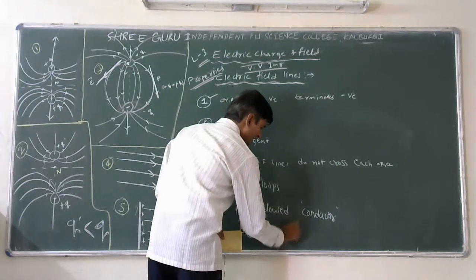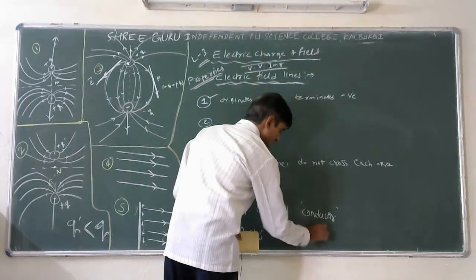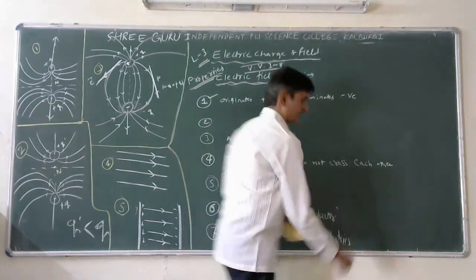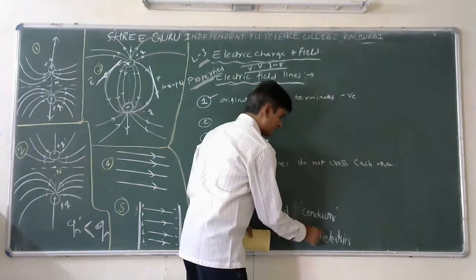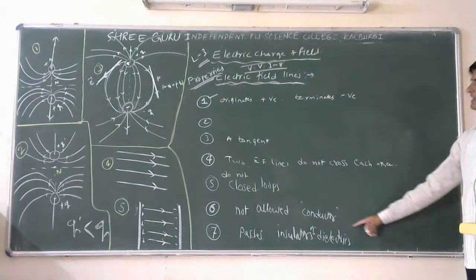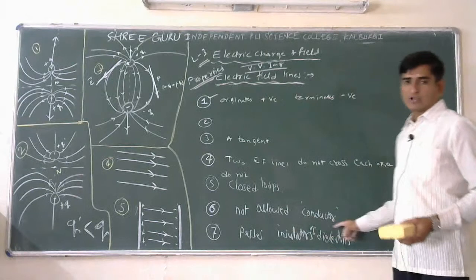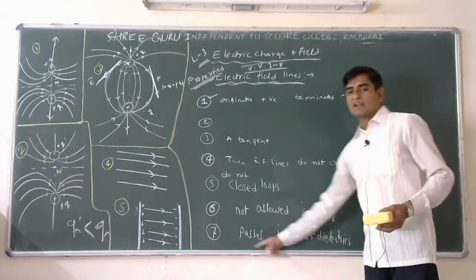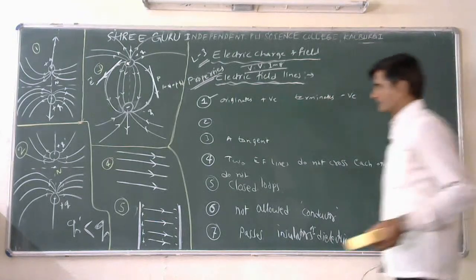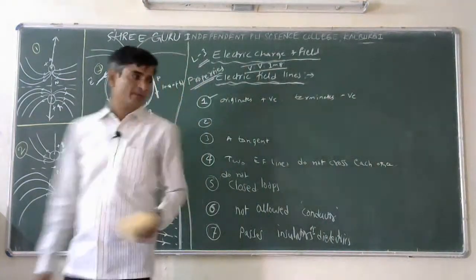Electric field lines pass through insulators or dielectrics. Insulators are also called dielectrics. So electric field lines are not allowed to pass through a conductor, but they pass through an insulator or dielectric. Understood? These are some of the properties.